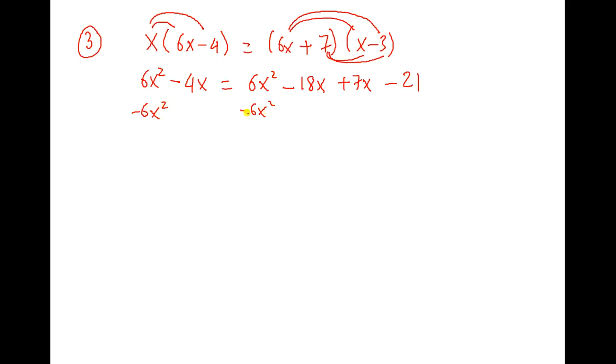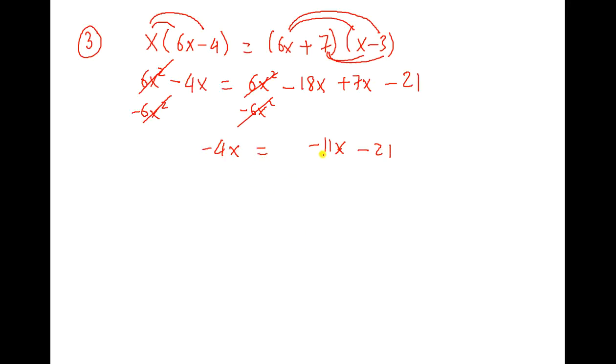So I subtract 6x squared on the left and the right hand side, so this term is gone, this term is gone. So now we don't have the quadratic equation because they cancel on both sides. Now let's combine the like terms. Minus 18x plus 7x, that is minus 11x, and then minus 21 here, and we have minus 4x on the left side.